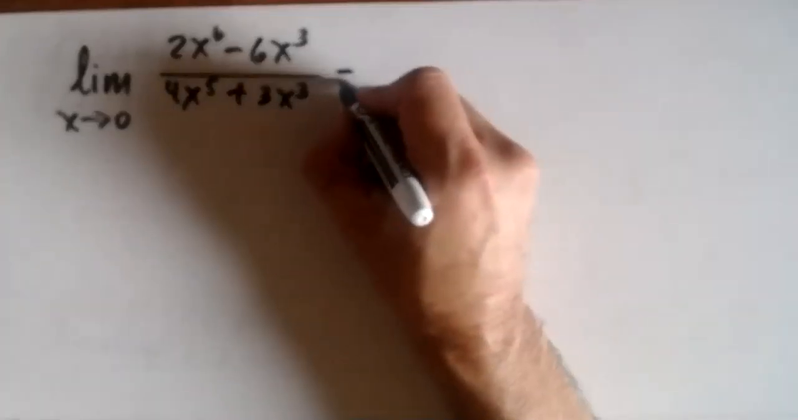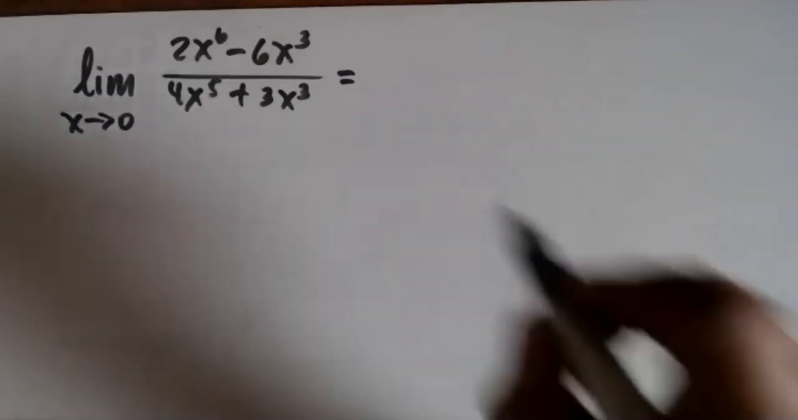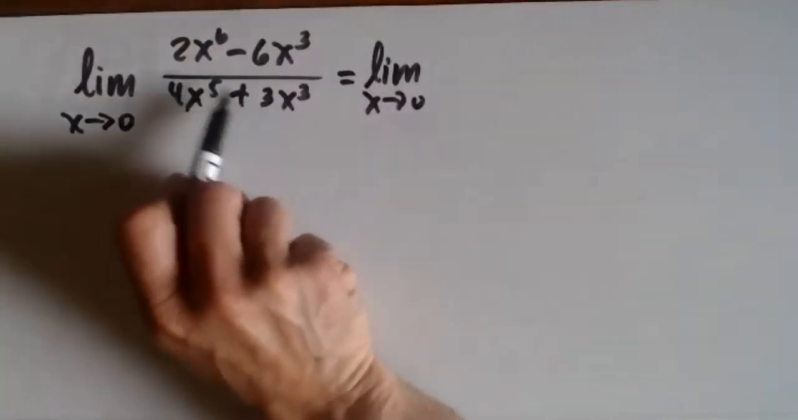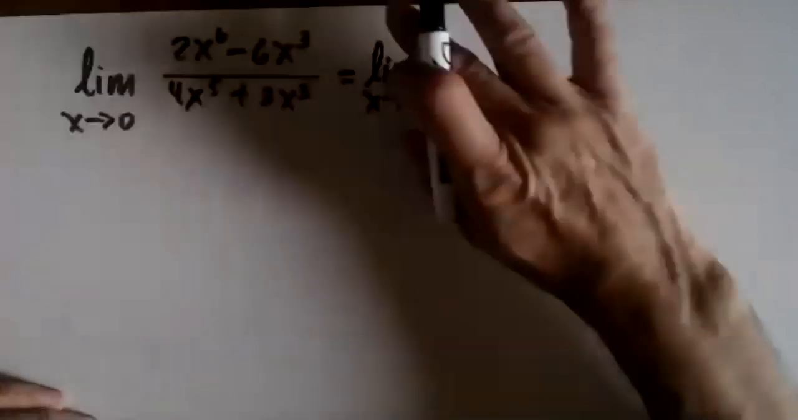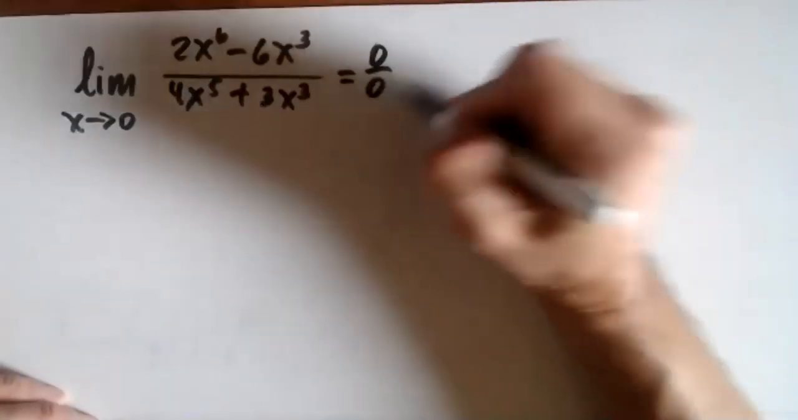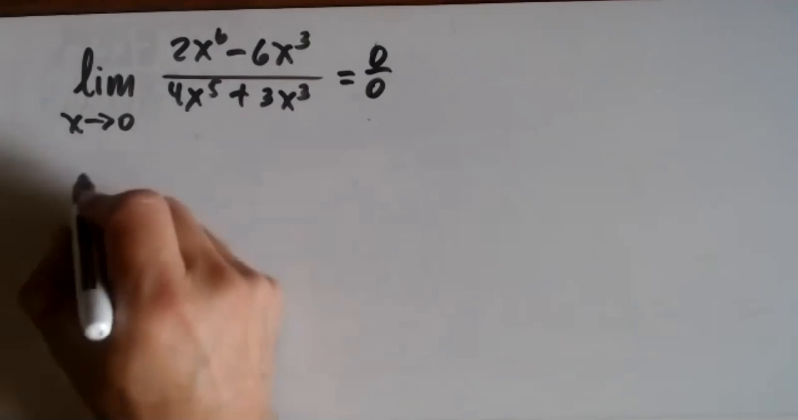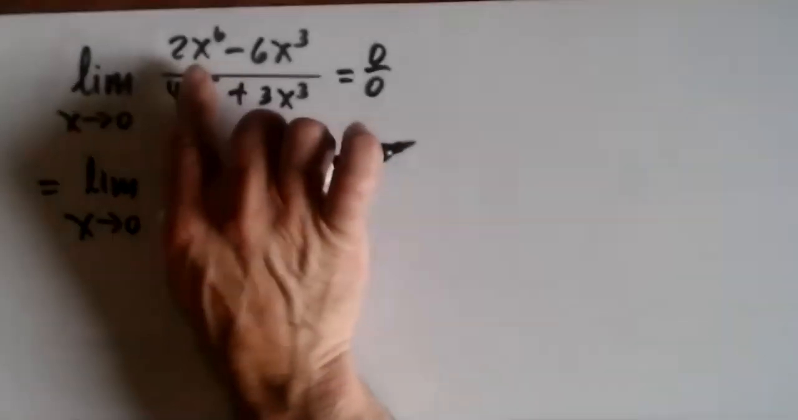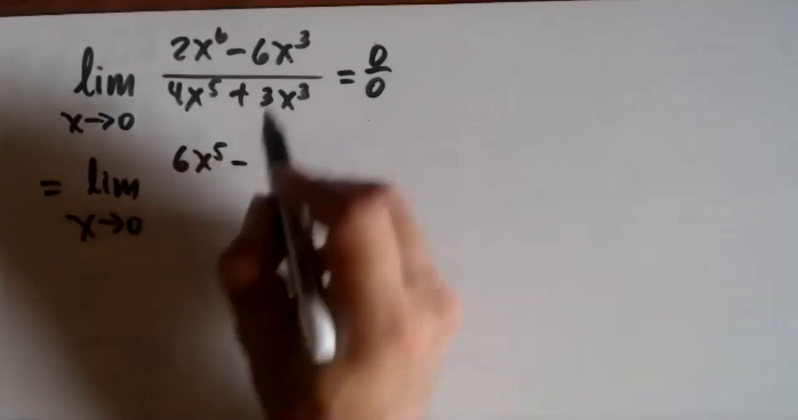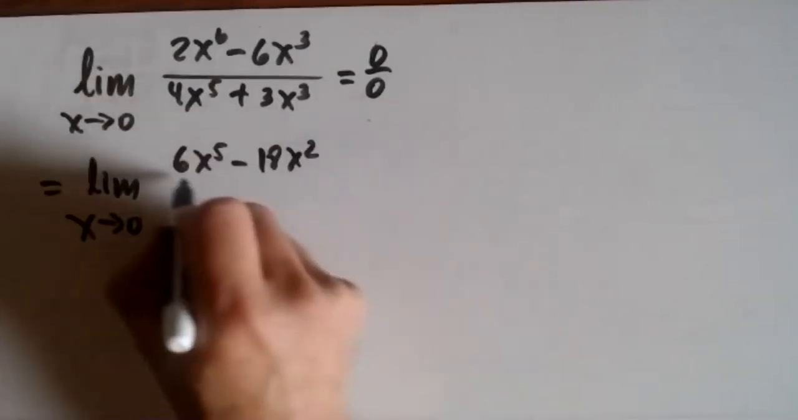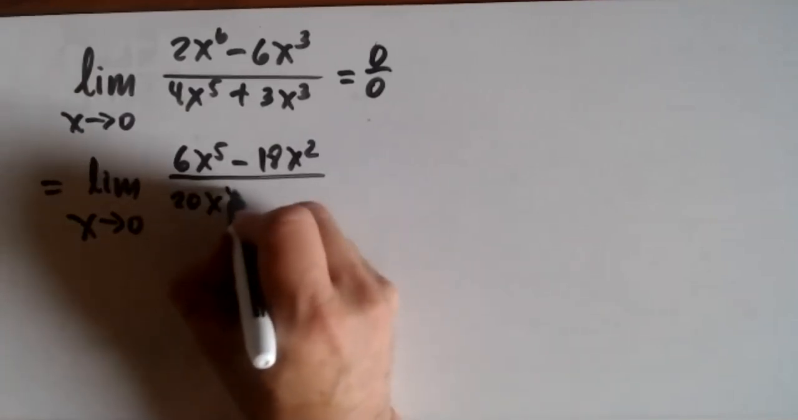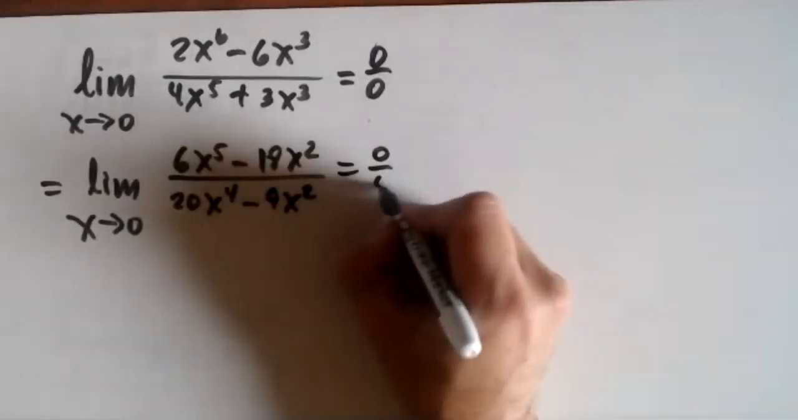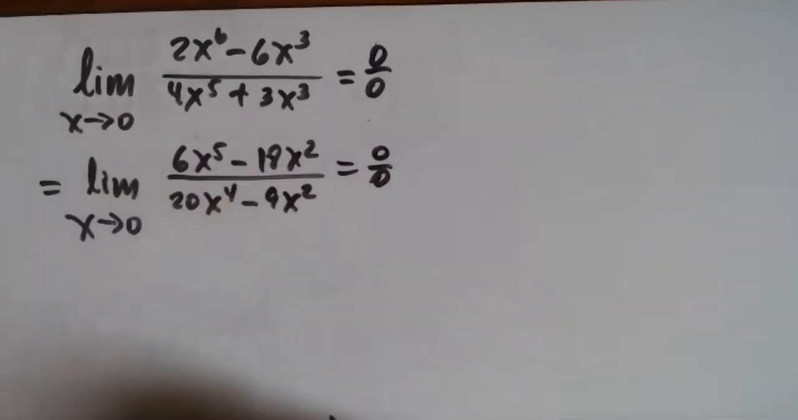If you have this one, right? Let's take the limit of the first derivative, the limit when x approaches 0. Well, this is 0/0. You put zeros here to get 0. So there is no way to get it directly. Now, what is the limit when you take the first derivative? The derivative of this is 12x to the 5th minus 18x squared over 20x to the 4th minus 9x squared. This is still 0/0, you see? You put in a 0, you get 0/0.